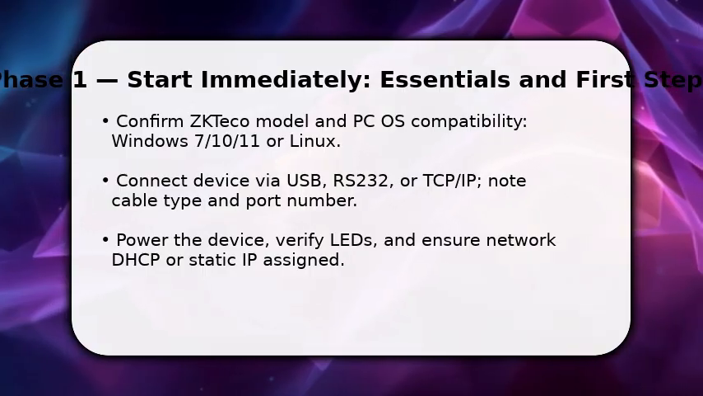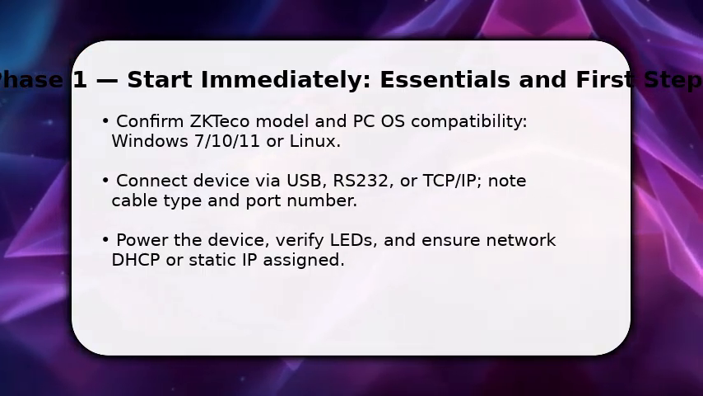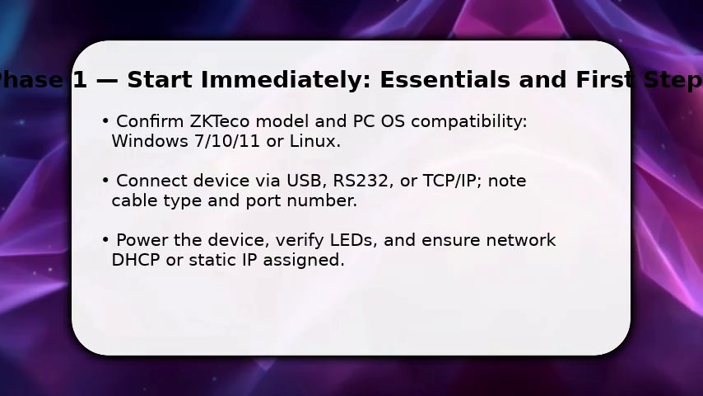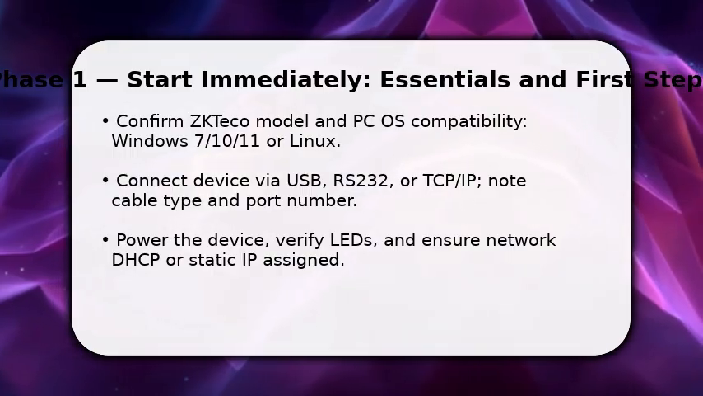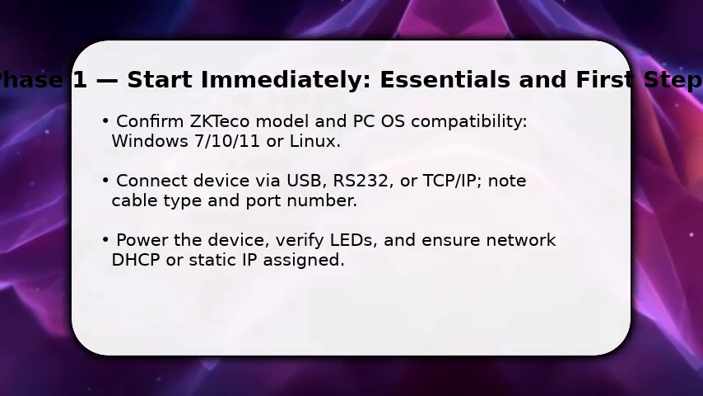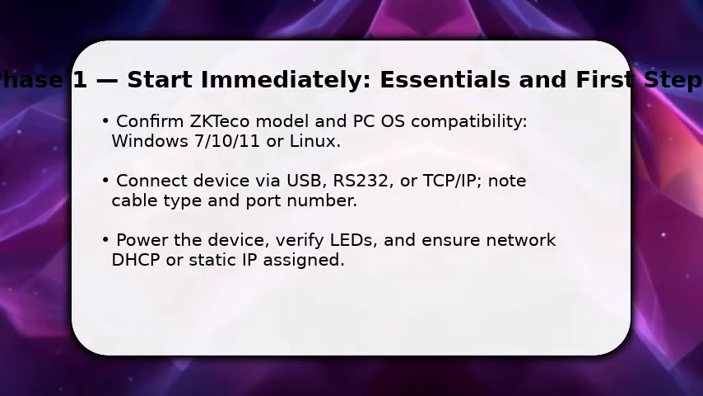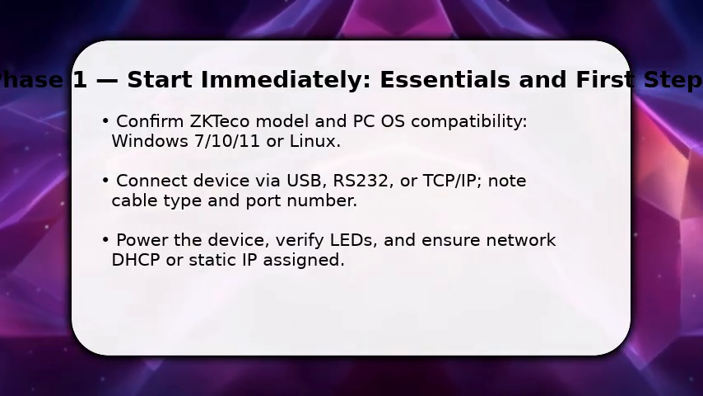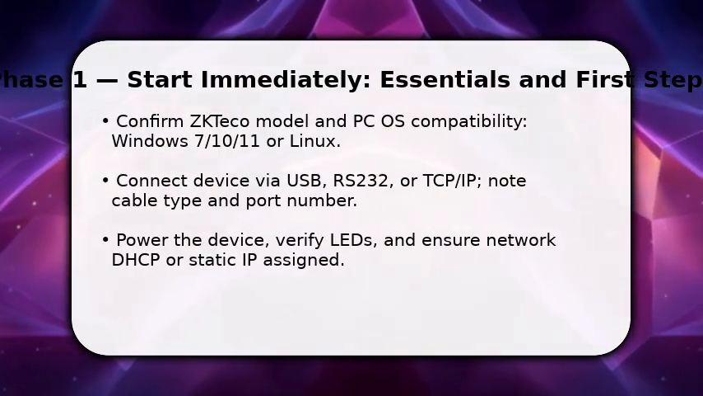Then, make sure the PC recognizes a COM port or the network shows the device IP. If using TCP/IP, temporarily enable DHCP to auto-assign an address. Once done, record the assigned IP for later configuration.